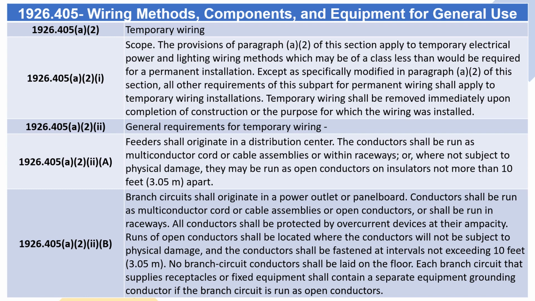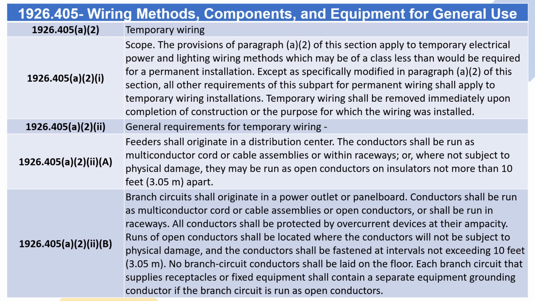1926.405(a)(2) General requirements for temporary wiring. Feeders shall originate in a distribution center. The conductors shall be run as multi-conductor cord or cable assemblies or within raceways, or, where not subject to physical damage, they may be run as open conductors on insulators not more than 10 feet (3.05 meters) apart.